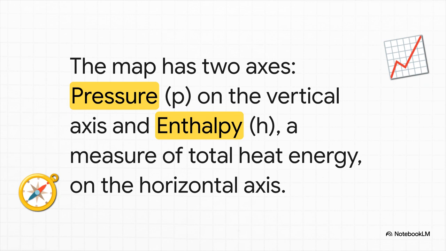The vertical axis, the one going up and down, that's pressure. Simple. The higher you go on the chart, the higher the pressure. The horizontal axis going left to right is enthalpy. Now, that sounds complicated, but really it's just a fancy word for the total amount of heat energy packed into the refrigerant. The more you move to the right, the more energy it has.